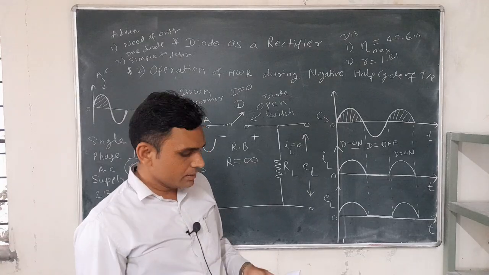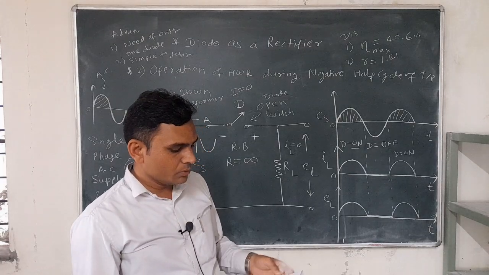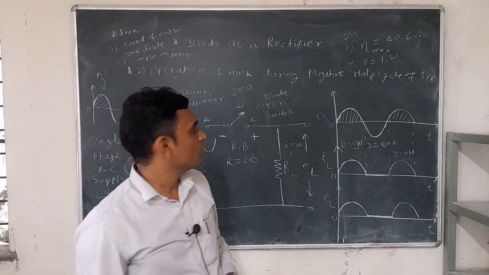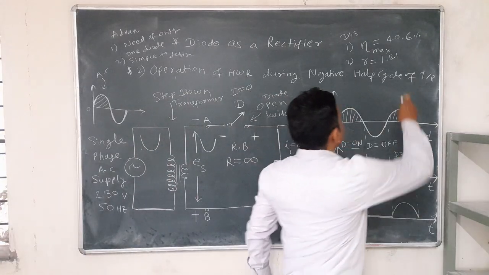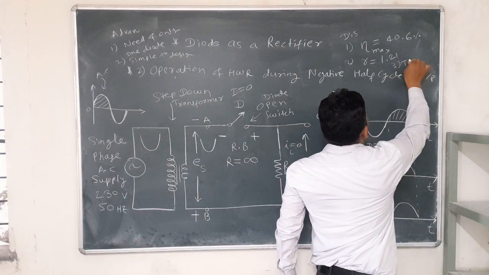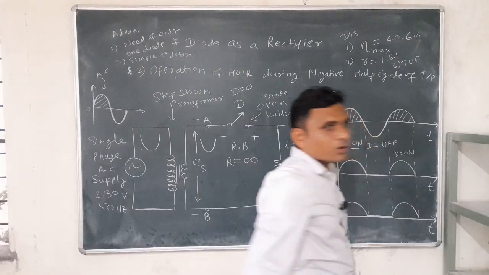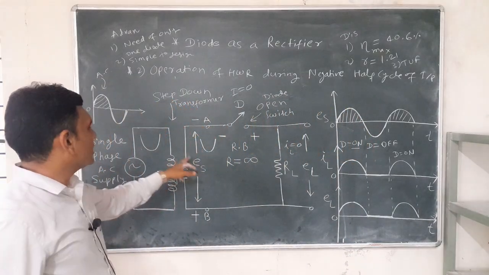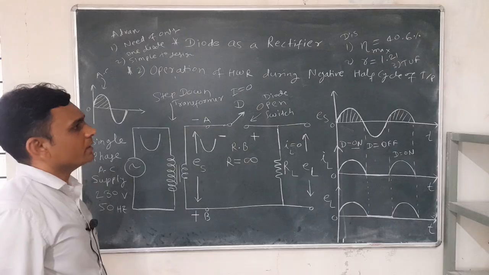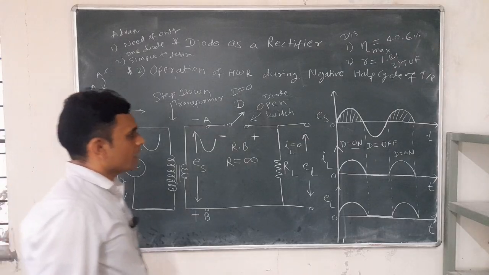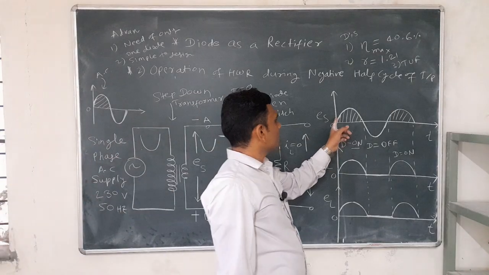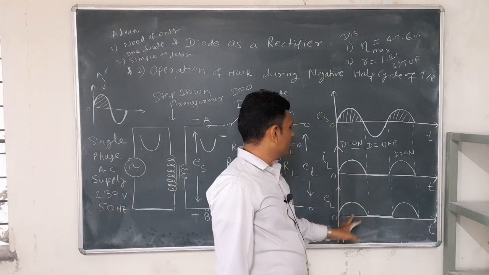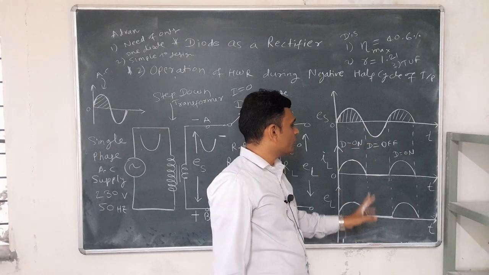Then the third drawback is that the transformer utilization factor, TUF, is very low. This means the transformer is not used effectively or efficiently, because only during the positive half cycle we get output, and in the negative half cycle the output remains 0.